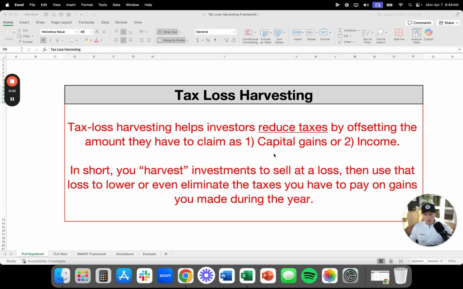So in short, you're quote unquote harvesting, which is where the name comes about. You're harvesting your investments to sell at a loss, which is obviously not a great idea from an investment standpoint. You don't want to consistently lose money, right? But then you use that loss to lower or even eliminate the taxes you have to pay on the gains you made during the year. This is a major benefit if used correctly.